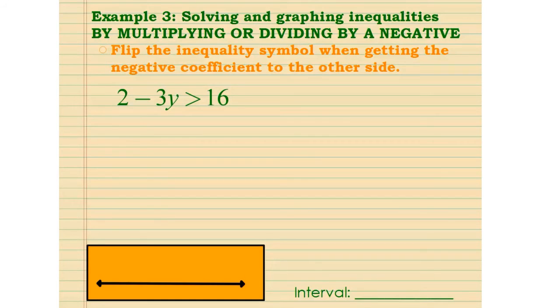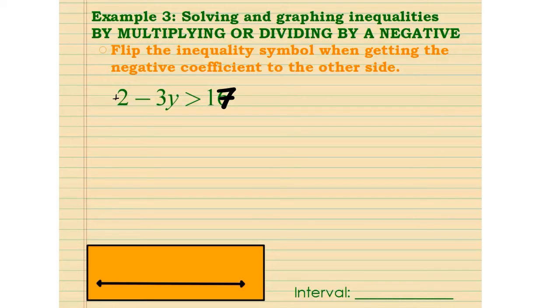Here is our next type. Solving inequalities involving multiplying or dividing by a negative number is going to require us to change the direction of the inequality. Let's look at this first example. Let me change this number to 17 so it will turn out nicer.